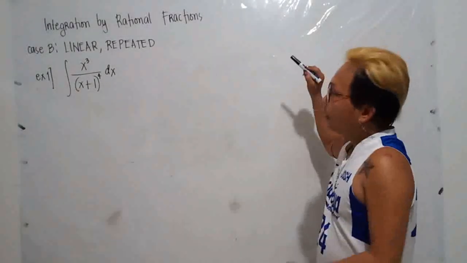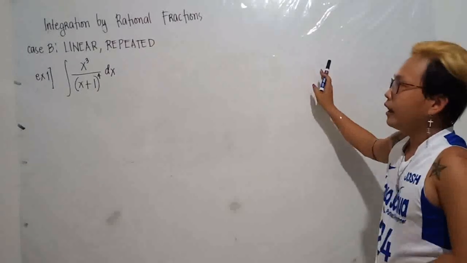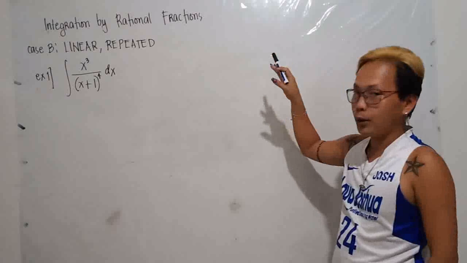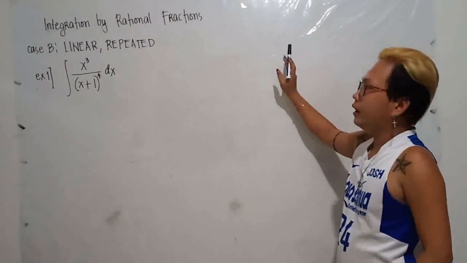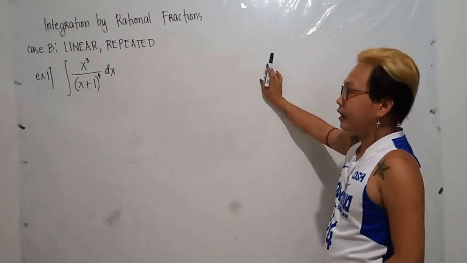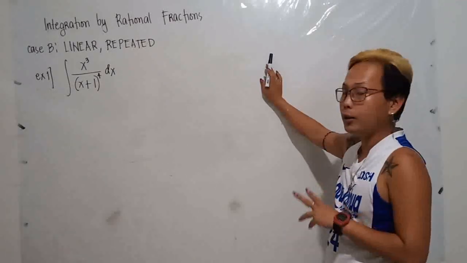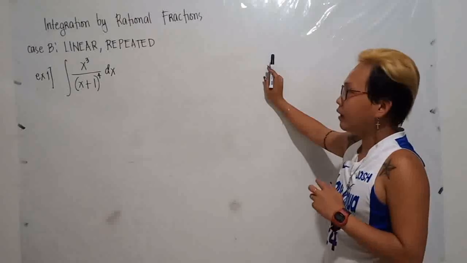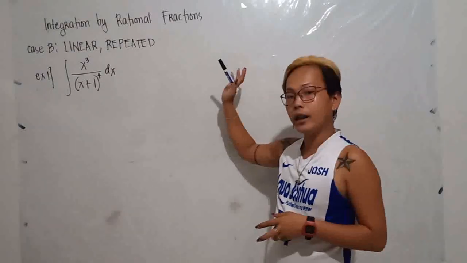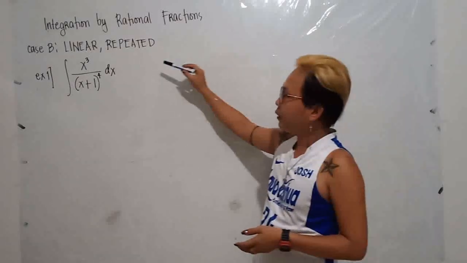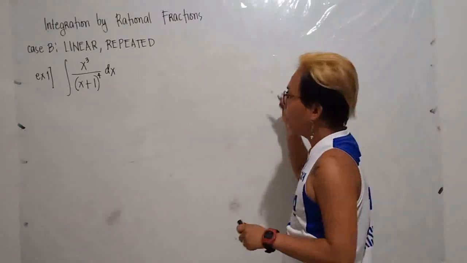Okay. Next case for the integration by rational fraction, we have case B, which is also linear, pero we have repeated cases. So the last topic is non-repeated, so walang nauulit na roots. Ngayon, we have repeated roots, so pwedeng maging dalawa or pataas. In that case, we will do this kind of method.